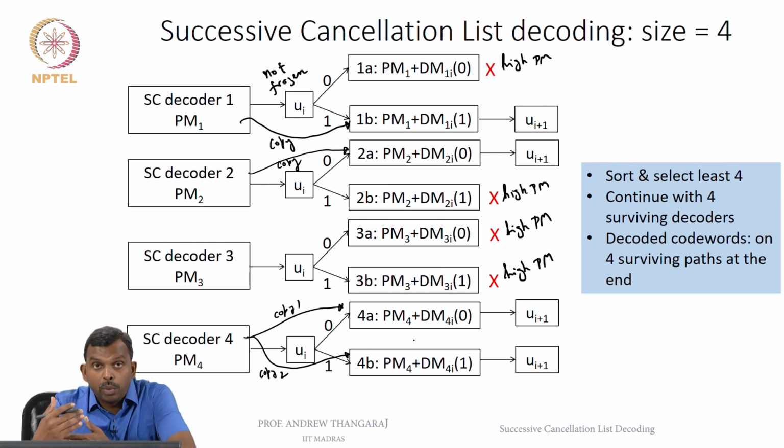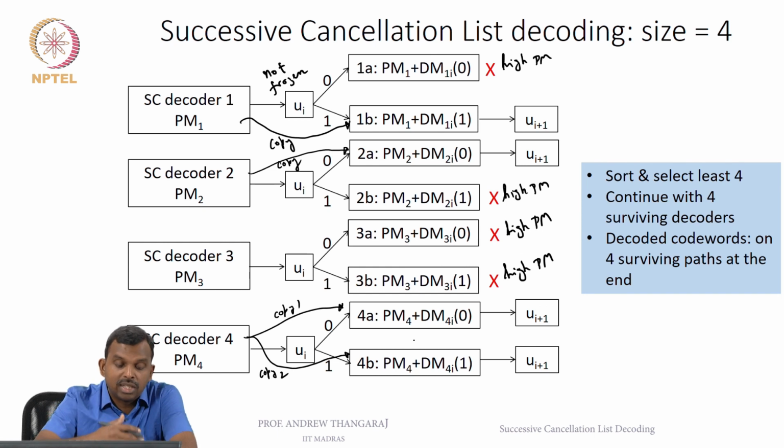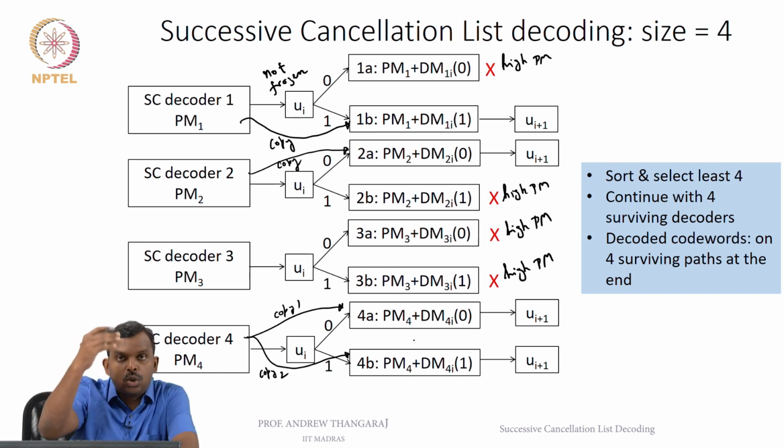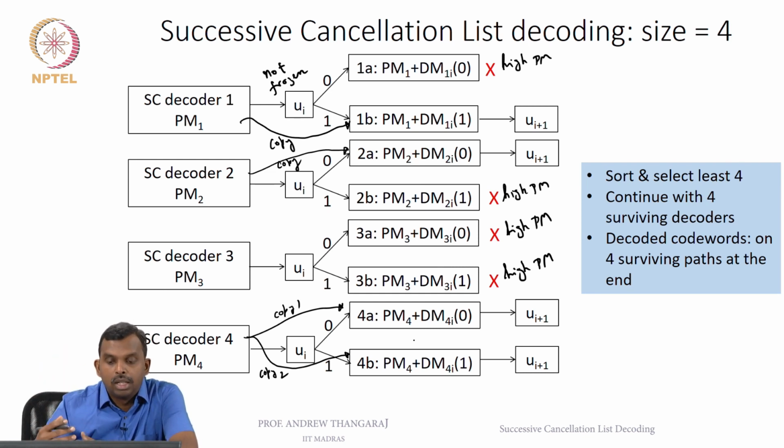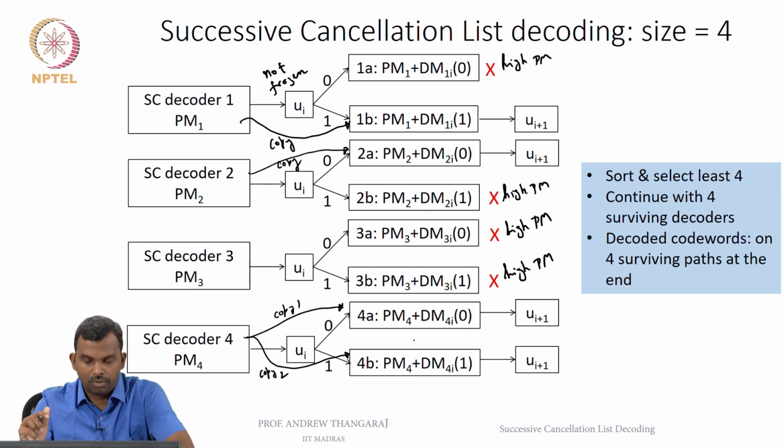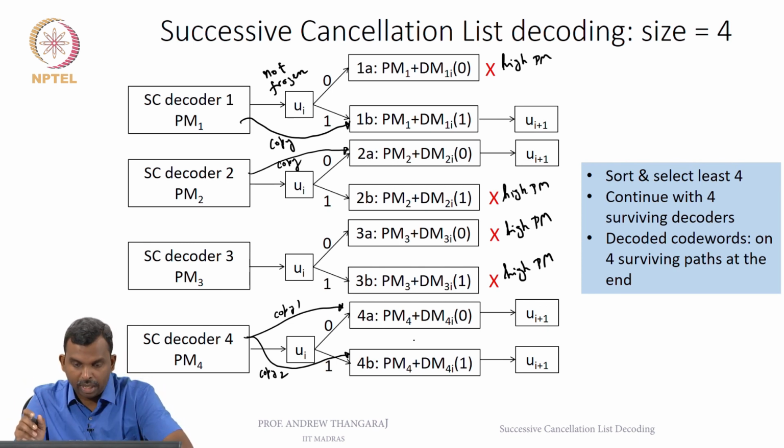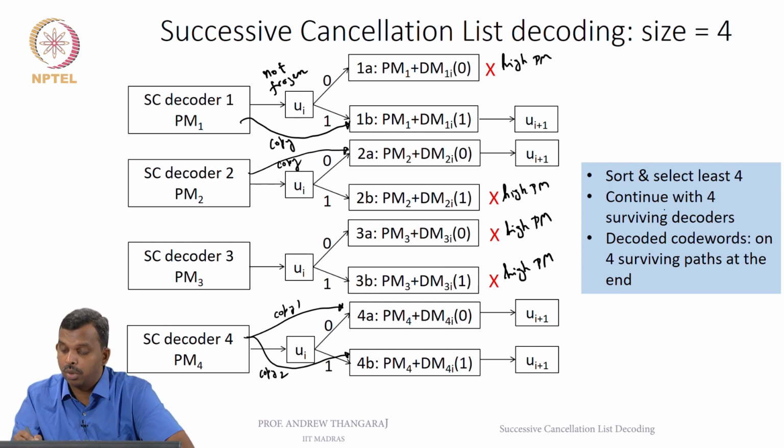So, all of that involves moving data between these decoders, because each of these decoders were functioning with their own tree. Each of them has their own tree with their own L matrices and this U cap matrices. You have to move them around to make sure that this whole thing will work. So, this is the overall thing. So, you continue with 4 surviving decoders all the time.